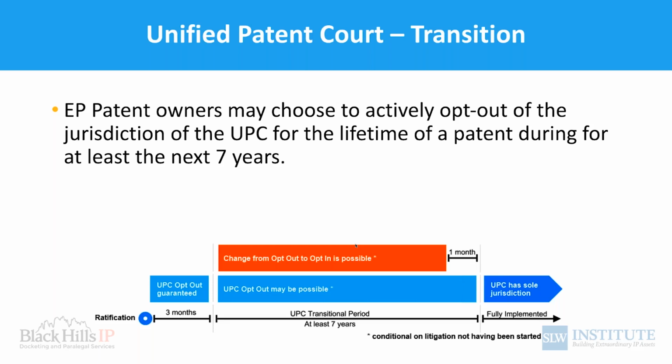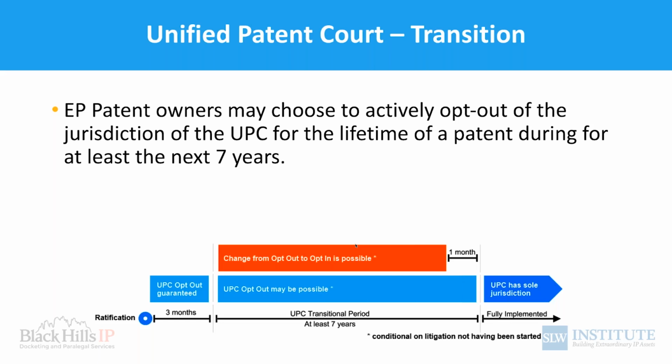in the participating states. This transition period will last a minimum of 7 years and up to a maximum of 14. During this period, an opted out patent can opt back in again up to 1 month before the end of the transition period. If this deadline is missed, then the patent will remain opted out for its entire life.